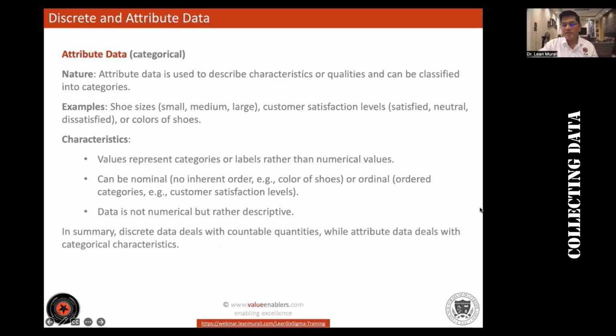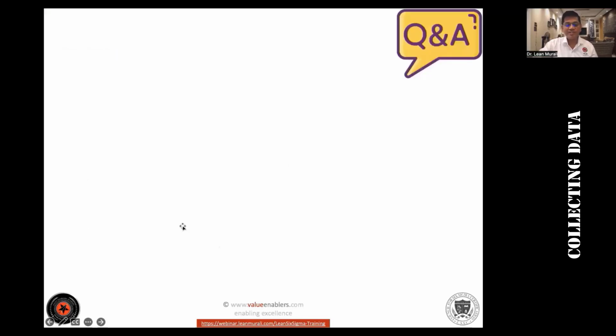If this is crystal clear, type CC in the chat box. Crystal clear in the chat box. We'll go on to question answers. How many of you are ready for the Q&A? Type ready in the chat box. Let me go for a couple of questions before we go into the depth of each of these data types. Fantastic. Good.